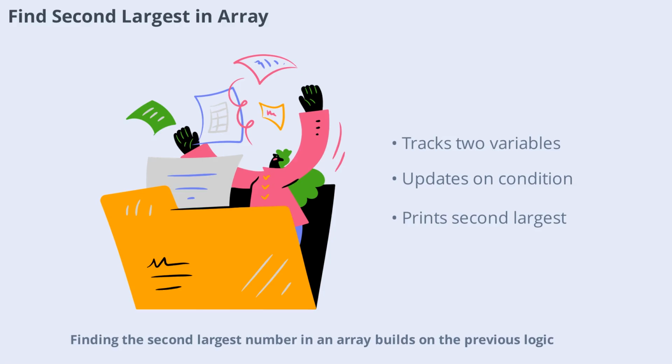Finding the second largest number in an array builds on the previous logic. The program keeps track of both the largest and second largest values, updating them as it scans the array. This is a common interview question and a great way to practice variable management.